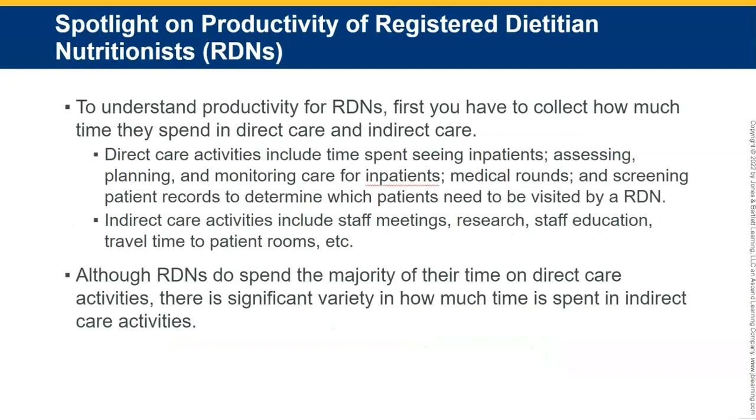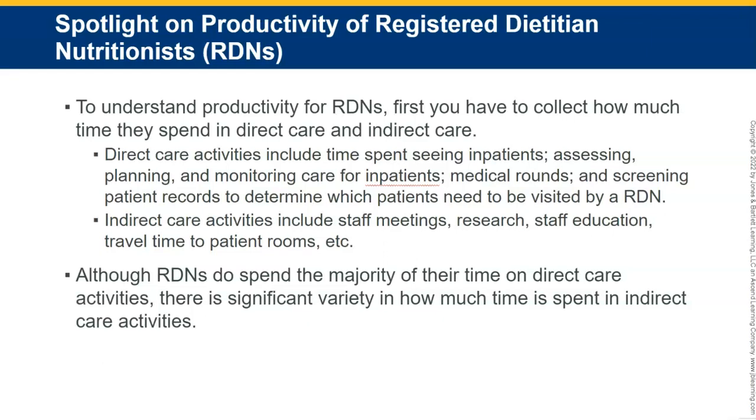Now we're going to talk about the spotlight on productivity of registered dietitians. To understand productivity of RDNs, first, you have to collect how much time they spend in direct care and indirect care. So you need to know the difference between the two. Direct care activities include time spent seeing inpatients, assessing, planning, monitoring care of inpatients, medical rounds, screening patient records to determine which patients need to be visited by the dietitian. Indirect care activities include staff meetings, research, staff education, travel time to patient rooms, etc.